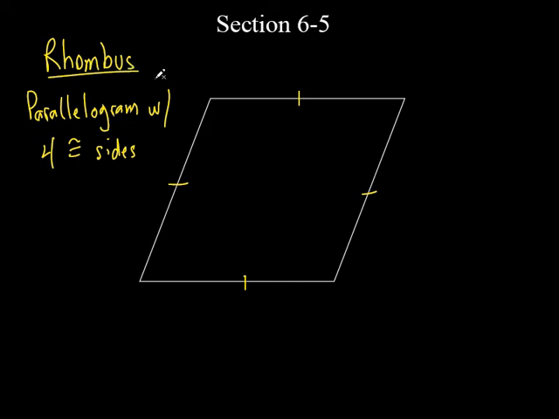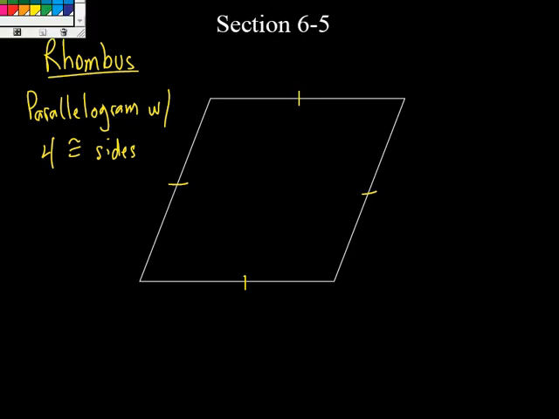So that's the definition of a rhombus. It's a quadrilateral or a parallelogram with four equal sides. All four sides are equal to each other. Does that make it a square? No. We're going to talk about a square in a minute, but this is not necessarily a square. Just because all four sides are the same does not mean that it's a square. But it is a rhombus. That's the definition of a rhombus. You good with that so far? Yeah, that's not too hard.